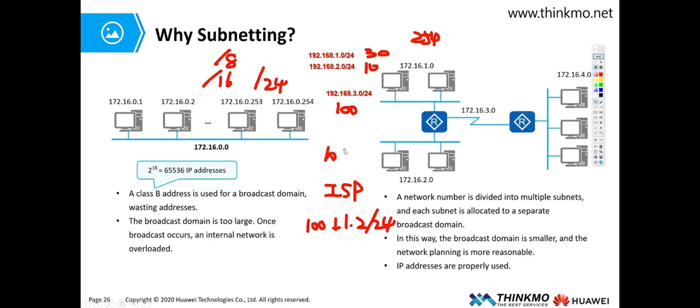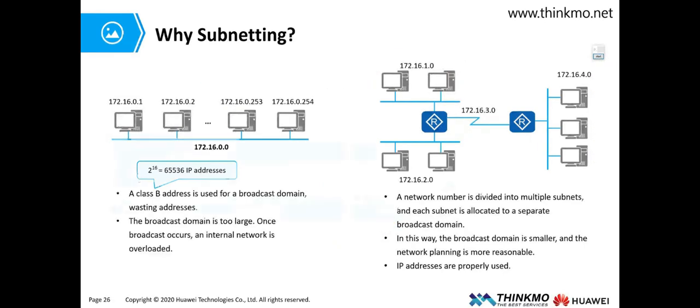Therefore, in this context, I don't have to follow the 8 or 16 subnetting. Instead, I can divide it into multiple smaller subnets. For example, using a 14-bit mask, each subnet can be assigned its own separate broadcast domain. By doing this, I can make my broadcast domains smaller, my network segments smaller, and the network planning more reasonable.